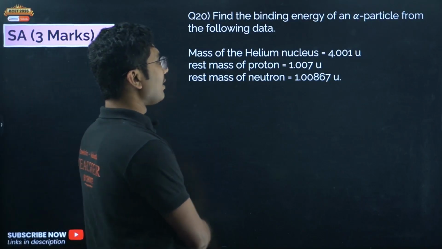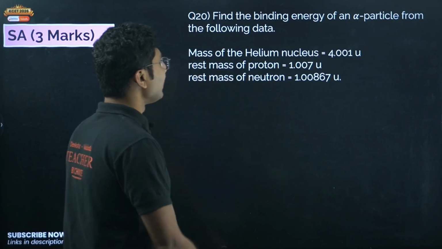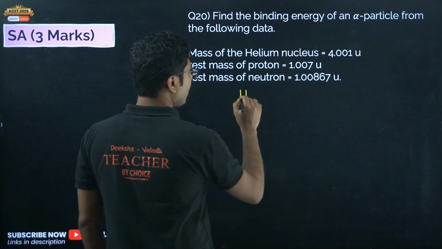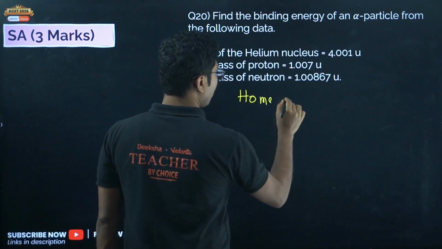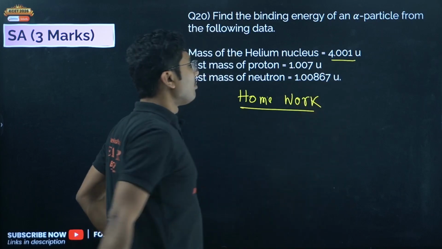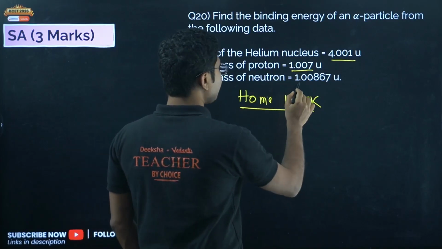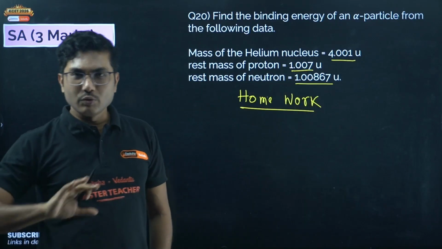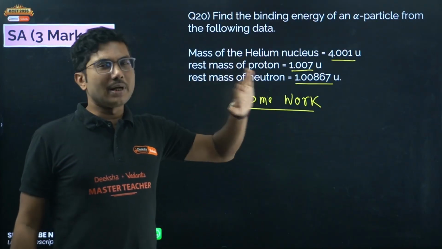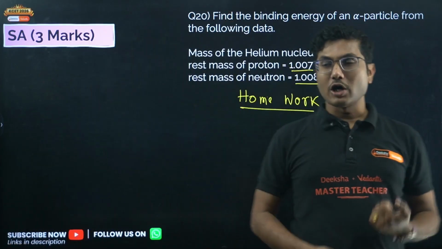Find the binding energy of an alpha particle from the following data. It is almost the same problem, only the values are different. So this is homework for all of you. Solve it. Same question, but the data is slightly different: the mass of the nucleus is different, the rest mass of the proton is slightly different, and the rest mass of the neutron is slightly different. There are a few problems from which questions can come. Every problem will be similar. Either it will be asked for nitrogen, oxygen or alpha particle.